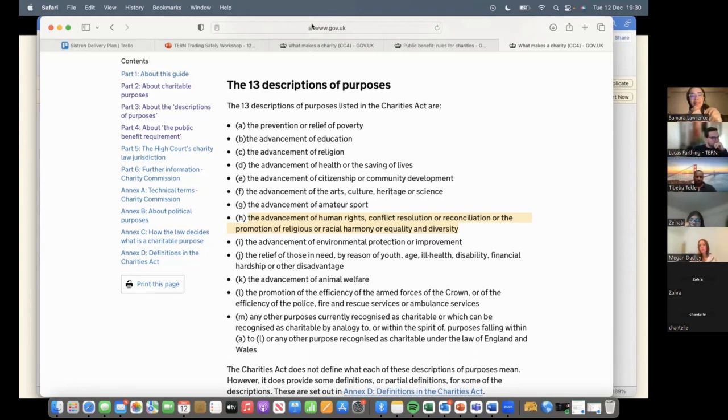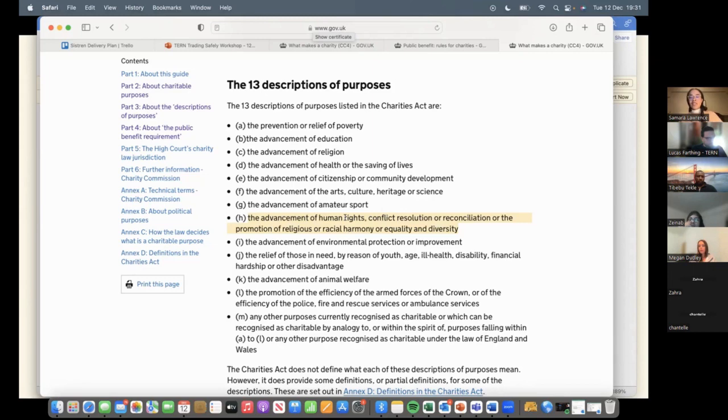Does the commission add new purposes? No, it does. Sorry, that's actually a lie. Megan asked whether the commission adds new purposes. It doesn't really change them, but occasionally you'll have case law. Someone might bring a case to the courts in the UK to say, I believe this activity is actually charitable. One example was the advancement of human rights. That wasn't always a charitable purpose.